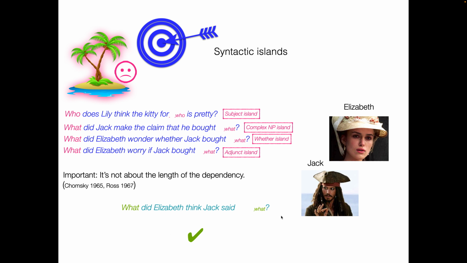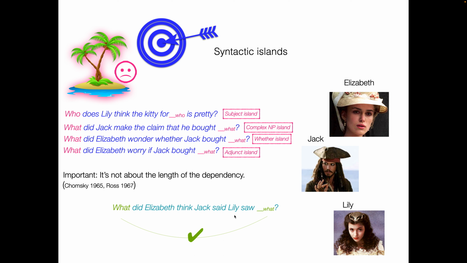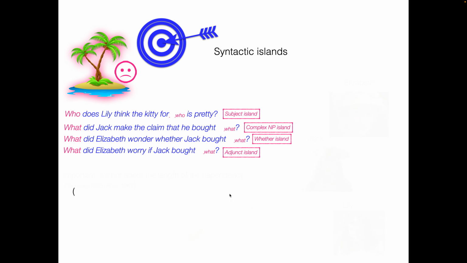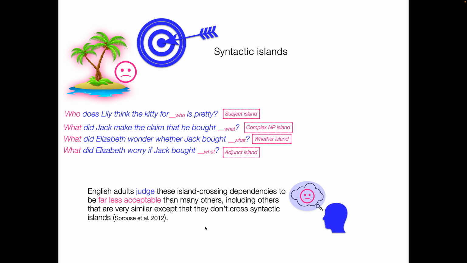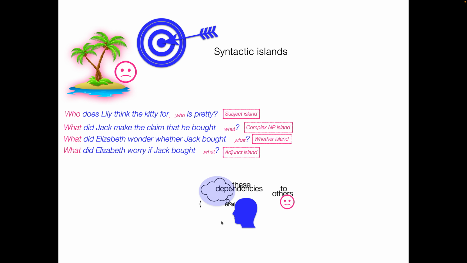We can make it even longer, really. What did Elizabeth think Jack said Lily saw? And you might start to forget who's doing what, but it doesn't feel bad in the same way that who does Lily think the kitty for is pretty feels bad, right? So there's some kind of difference going on. And in fact, English adults judge these island crossing dependencies to be far less acceptable than many others, including other dependencies that are pretty darn similar, except that they don't cross syntactic islands.